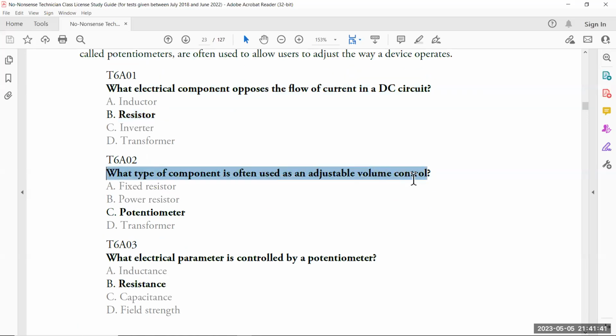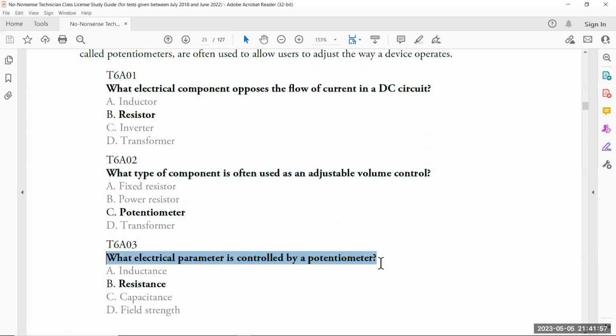All right, next question. What type of component is often used as an adjustable volume control? Well, we just did that, right? Remember the potentiometer we just talked about? So that's the correct answer.